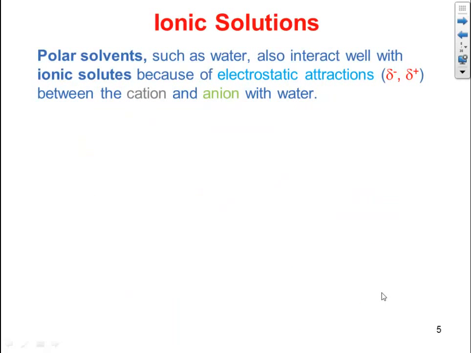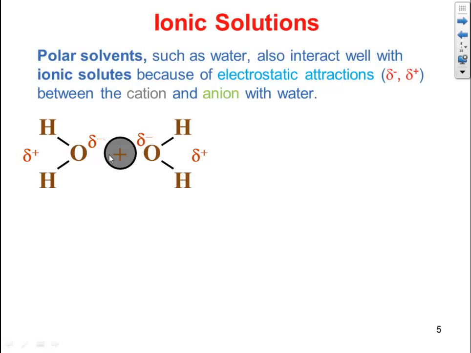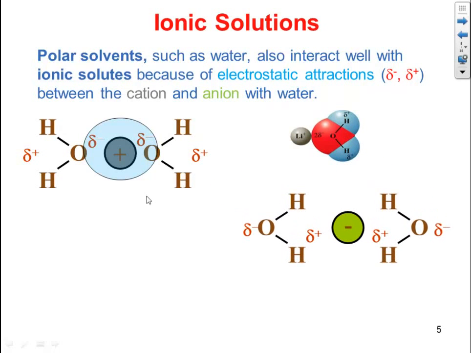Polar solvents such as water also interact well with ionic solutes because of the electrostatic attractions, that delta minus and delta plus between the cation and the anion with water. Example, you have a cation. There's an attraction between that cation and the oxygen on that water molecule because of that delta minus is attracted to that plus of the cation. For the anion, there's going to be an attraction between that negative charge on an anion and the hydrogens on the water because of that delta plus.